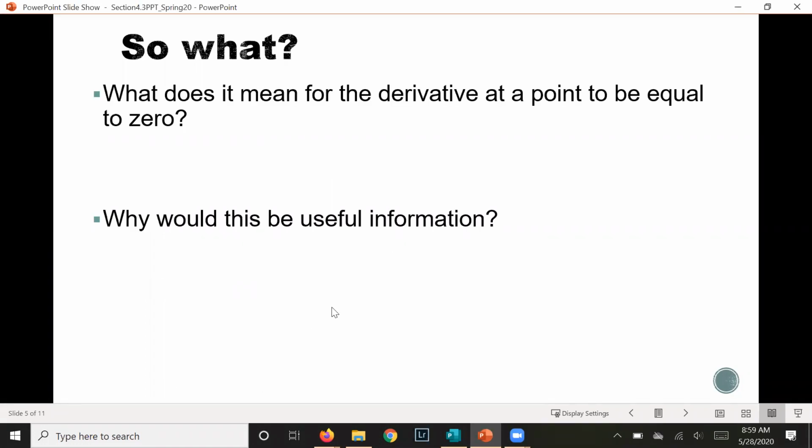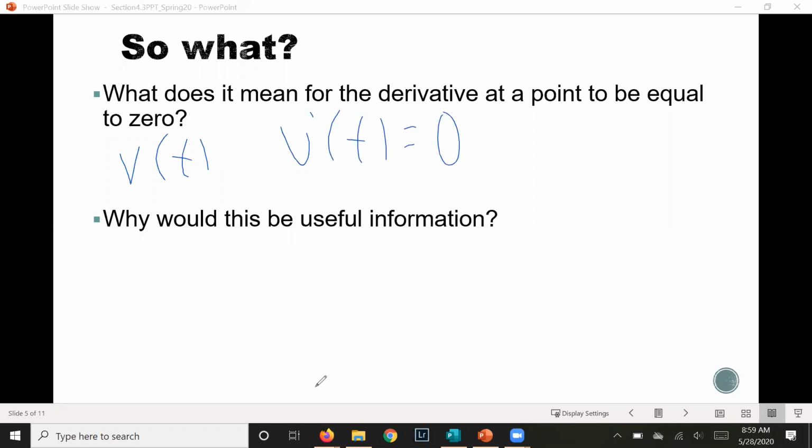Now, one of the big parts of identifying critical numbers is that the derivative at those numbers equals 0. So the question would be, what does it mean for the derivative at a point to be equal to 0, and why would it be useful information for us? Thinking about that function we were just looking at, v(t), we found that v'(t) = 0 when t = 2. So what does that mean?